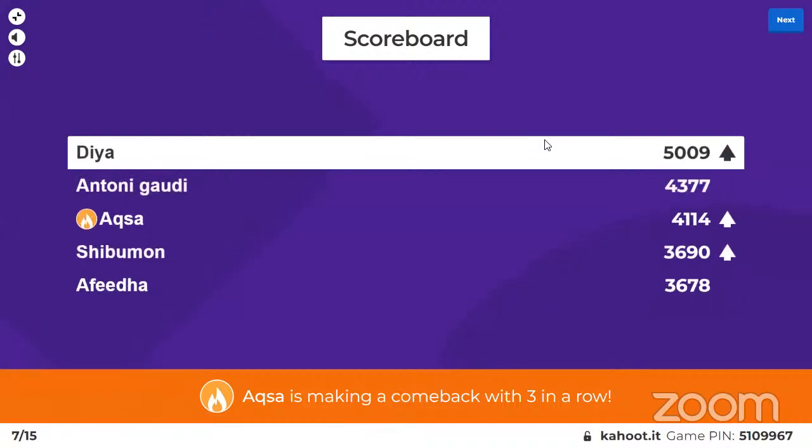All right. Again, moving on to the leaderboard. Dia has come to the top with 5,009 points. Second spot goes to Anthony Gaudi with 4,377. Third spot goes to Aksa. And fourth spot goes to Shibumon, and fifth spot goes to Afida. All right, so that's all from the leaderboard. Next question, the eighth question.